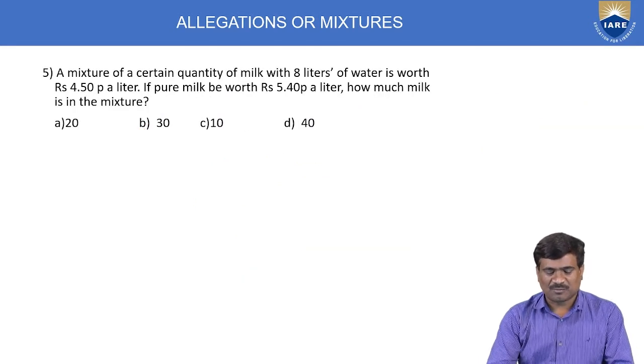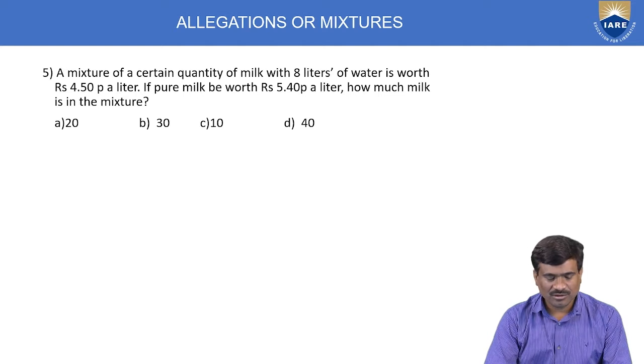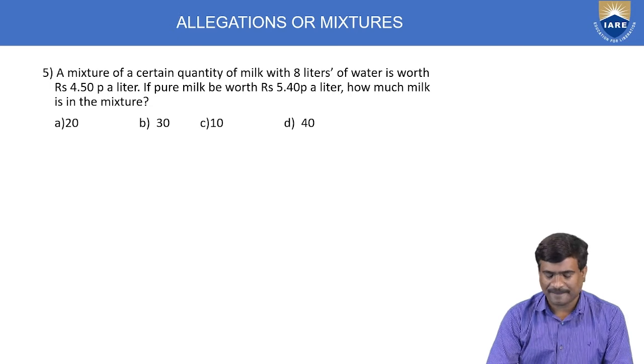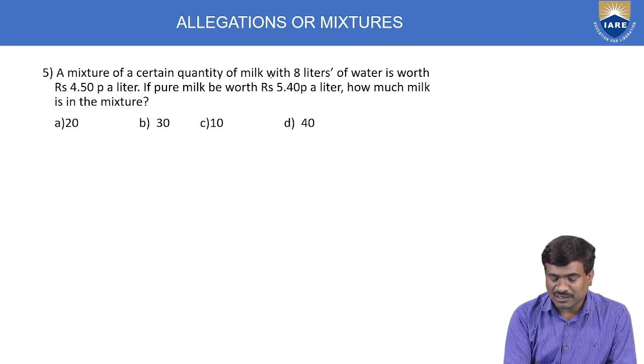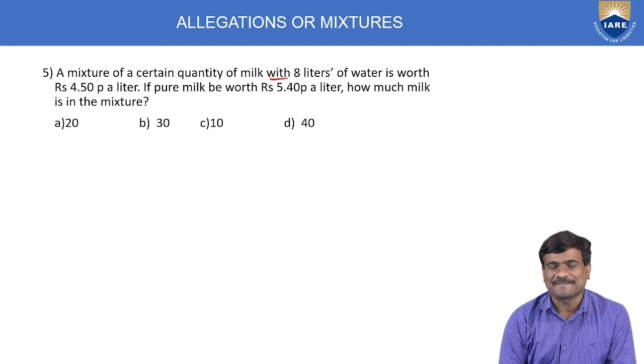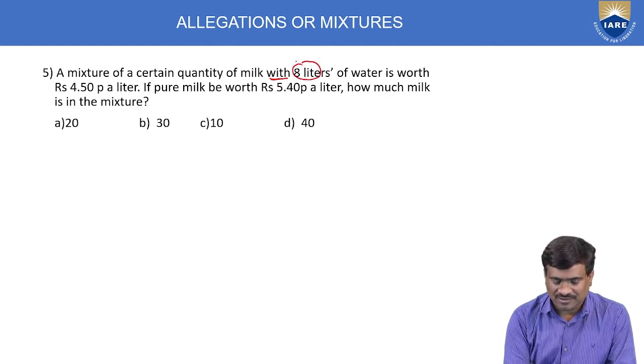Next, example number 5. A mixture of a certain quantity of milk with 8 liters of water is worth rupees 4.50 per liter. Here, the mixture price is called the mixed price. The quantity of water is 8 liters. Find the quantity of milk, where the mixed price is 4.50 per liter.